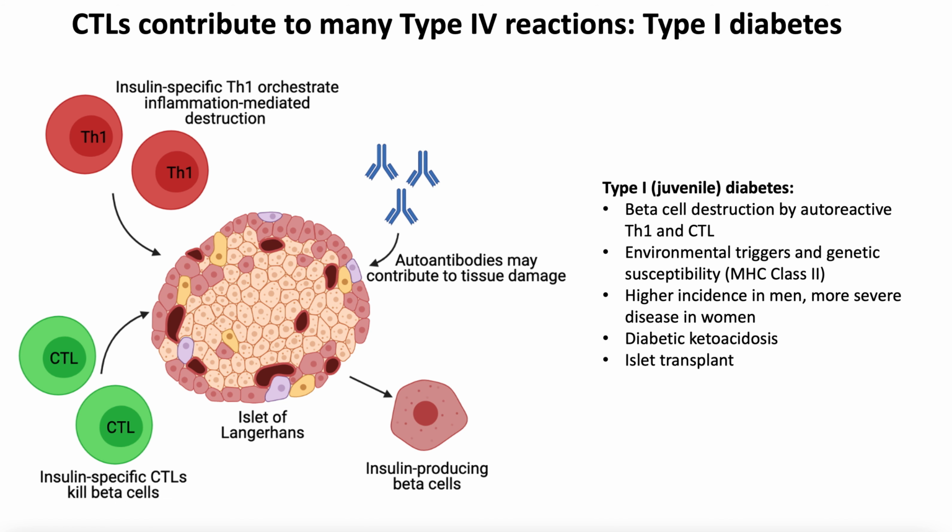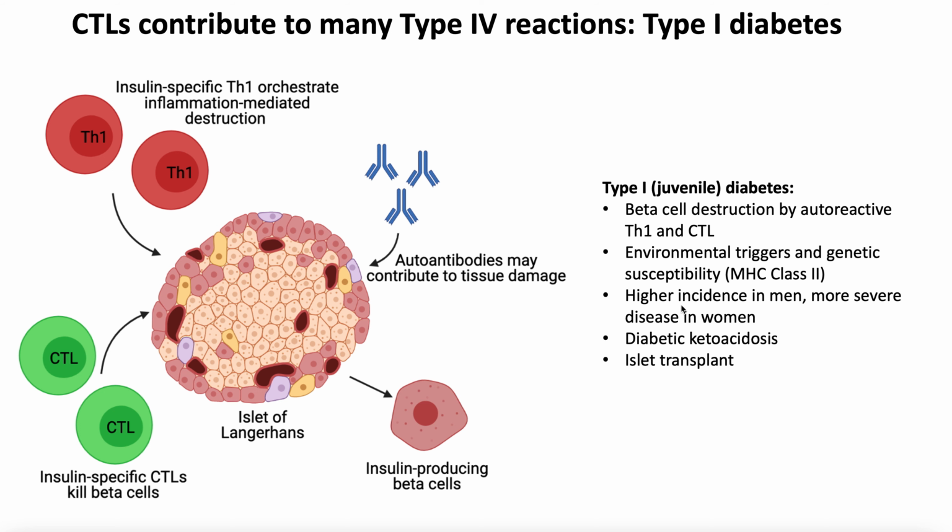Okay. Now, besides T helper cells, cytotoxic T cells can contribute to many types of type 4 reactions, including type 1 diabetes. And so here we have an islet of Langerhans. This islet is full of insulin-producing beta cells, and these beta cells can be destroyed by insulin-specific cytotoxic T lymphocytes that kill beta cells, as well as Th1 cells that are specific for insulin that can orchestrate inflammation-mediated destruction of beta cells. It's thought that autoantibodies may also play a role in contributing to tissue damage.